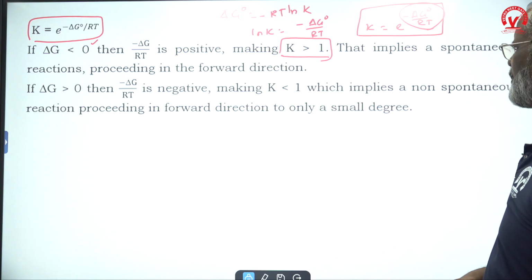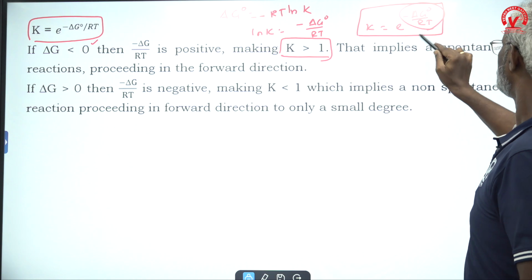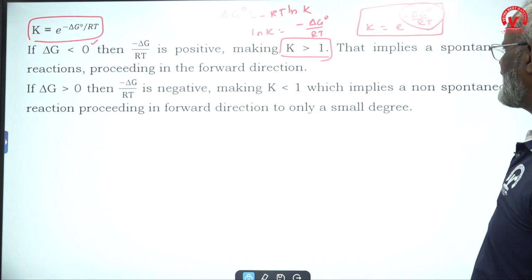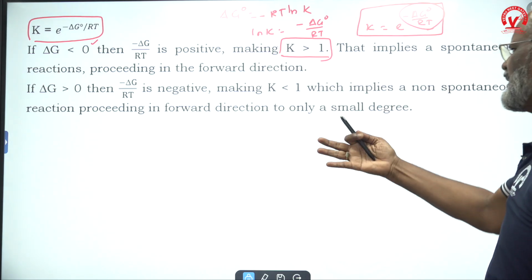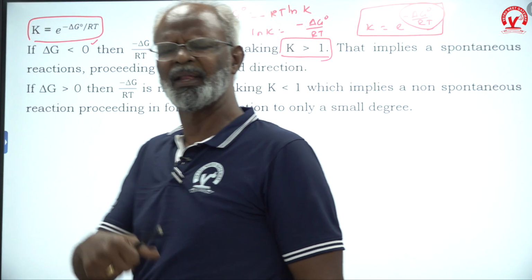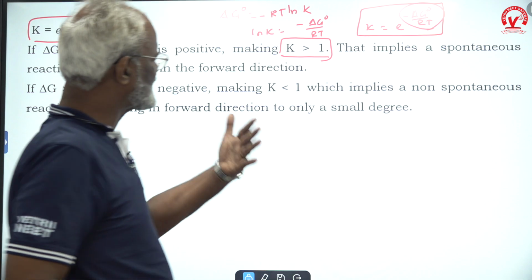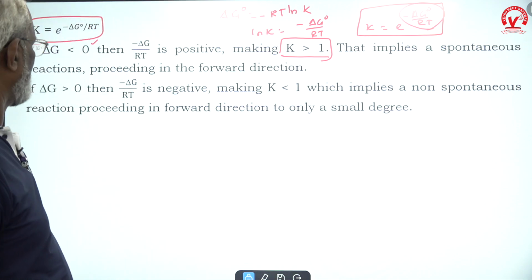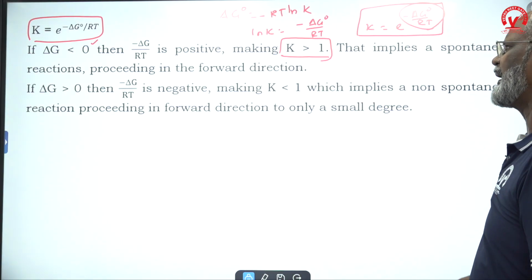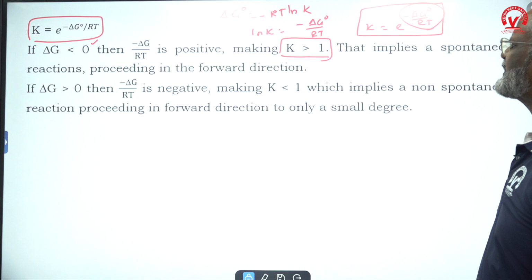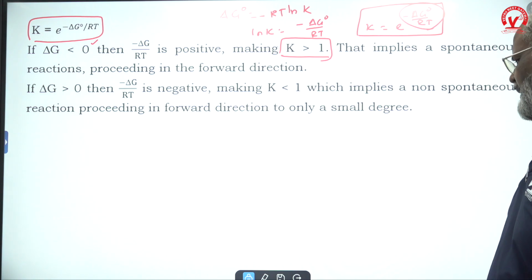Similarly, if delta G naught is positive, then the overall term will be negative, so it will be e power minus some value. Then the K value will be less than 1, which implies that the reaction in the forward direction is very small. If K is less, then fewer products are formed compared to the reactants. That's what K less than 1 means: the products are much less than the reactants. Therefore, if delta G naught is negative, the reaction proceeds in the forward direction and more products are formed. If delta G naught is positive, the reaction proceeds in the forward direction only to a small degree.